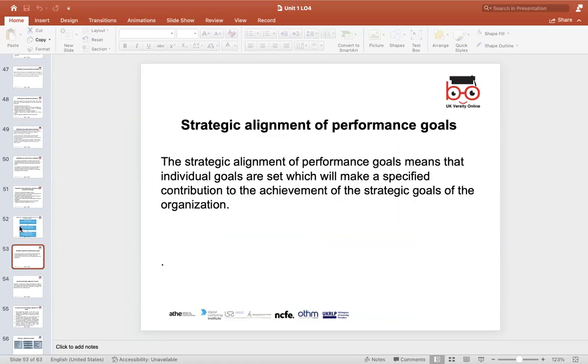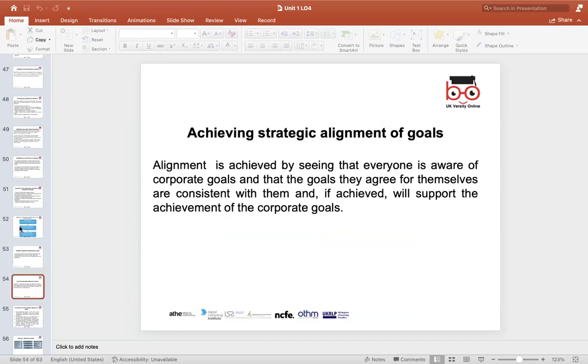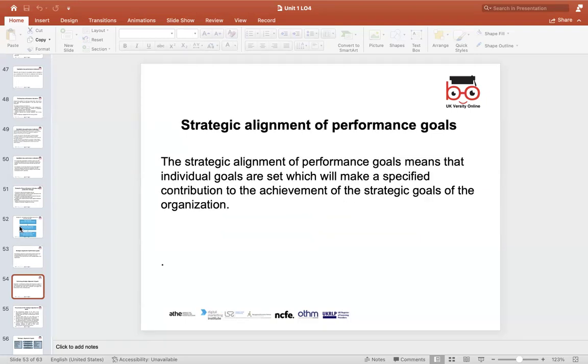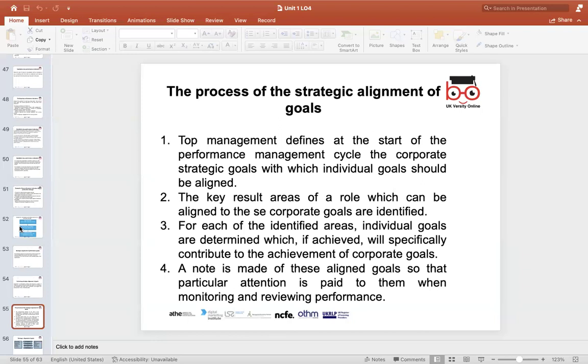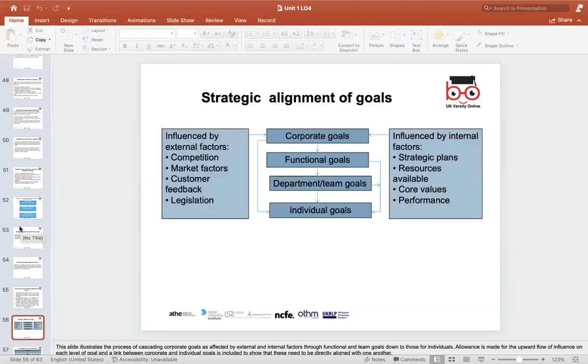Then you have strategic alignment of performance goals, wherein you are aligning your goals with the strategies that have been set for the organization. So you are at par with the strategic goals, and you're also achieving strategic alignment of the goal. So you're basically seeing the KPIs, you're seeing the different strategies, and you're aligning that to your goals and making sure that your performance is based on those strategies that are set in the organization.